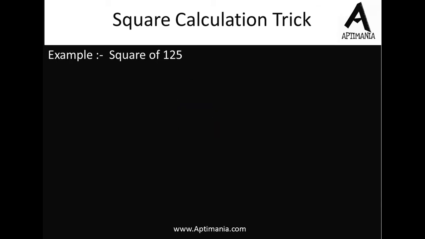Next example is 125 square. Again, here we are having 5 as the unit digit, so the last two digits will be 25. Now here we are left with the two digits 12. So simply 12 into the next number, 13. So 12 into 13 is 156. So the answer to this question is 15625. That is, the square of 125 is 15625.